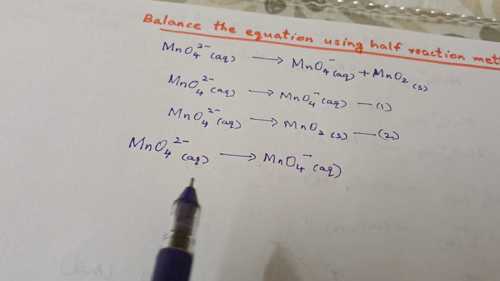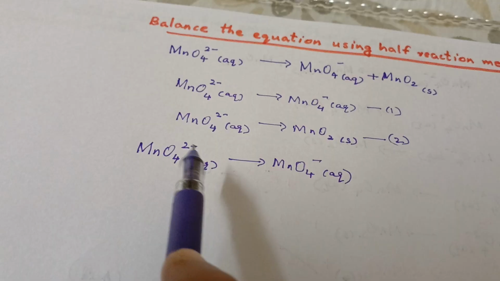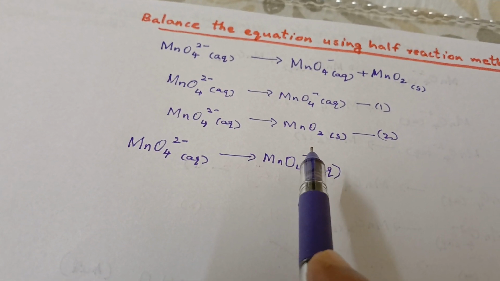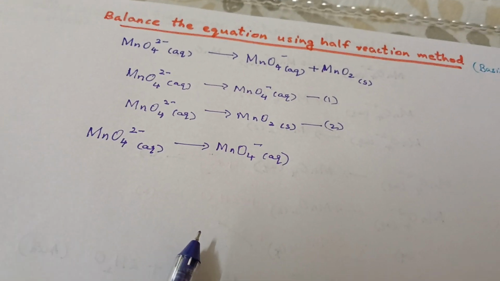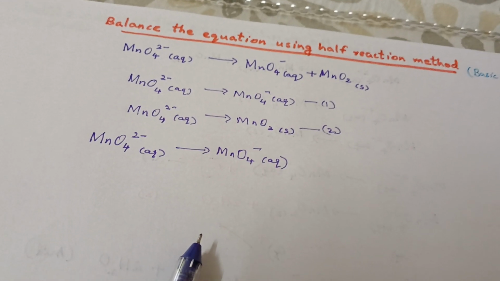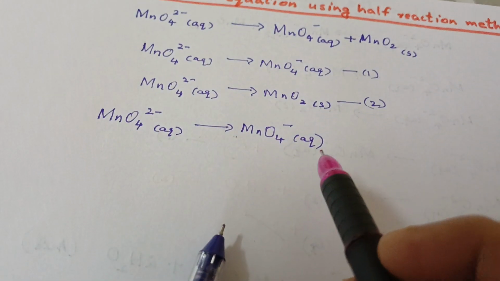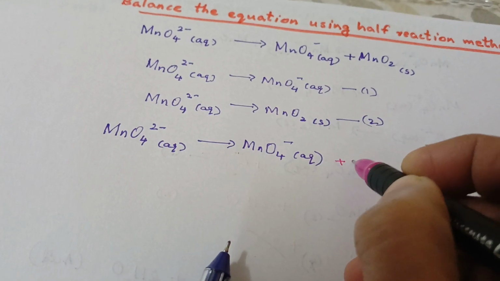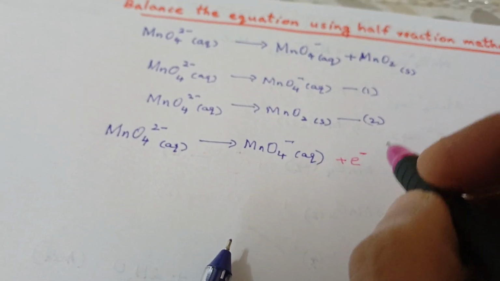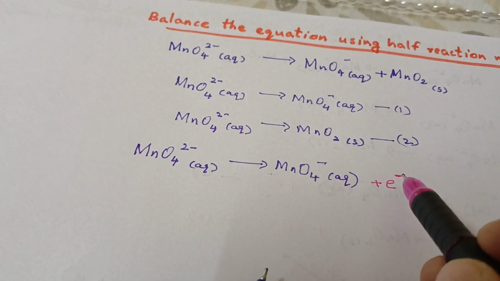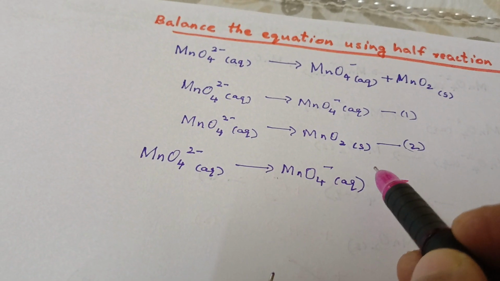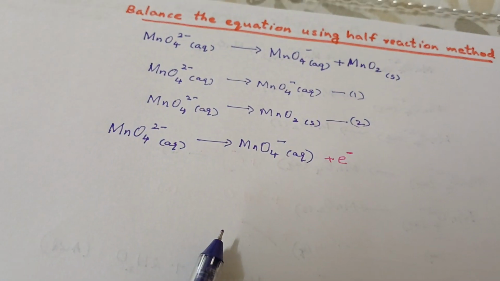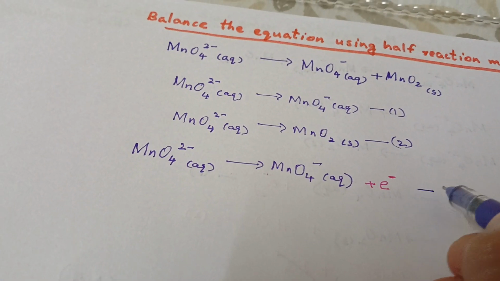Now we need to look at the charges. We have minus 2 charge on the left hand side and minus 1 on the right hand side. So in order to balance the charges, we need to add one more electron to the right hand side. Now there is minus 2 on the right hand side and minus 2 on the left hand side. So that is balanced now. This is the first equation.